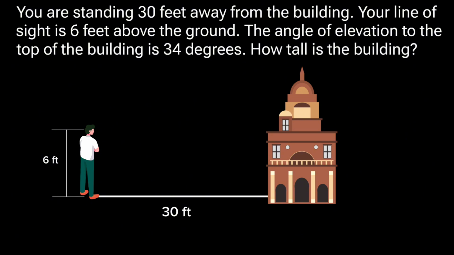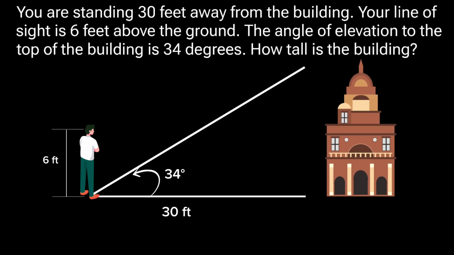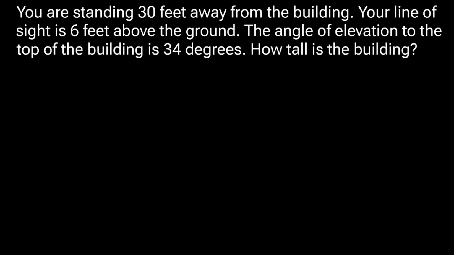The angle of elevation to the top of the building is 34 degrees, which should be the measure of the angle here. To determine the height of the building, first we need to determine the length of this side of the right triangle, and let us call this x. But we need to add this length to the distance from the line of sight to the ground, which again is 6 feet. So we let h, the height, equal x plus 6 feet.